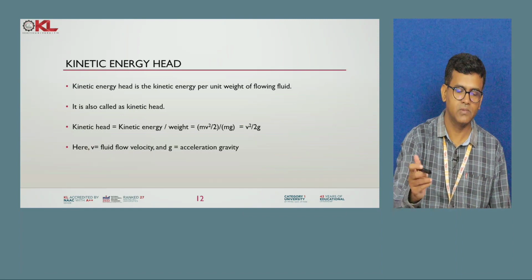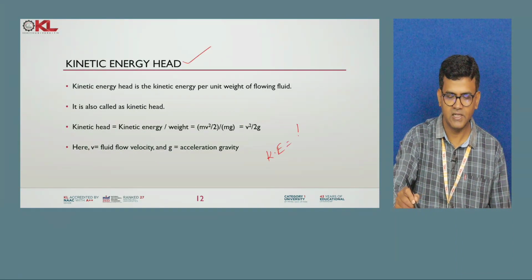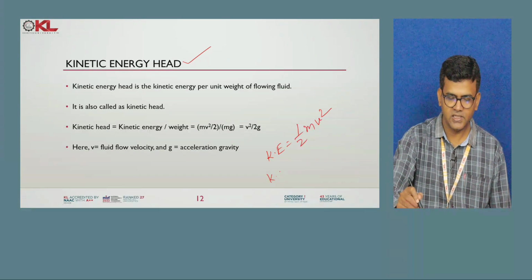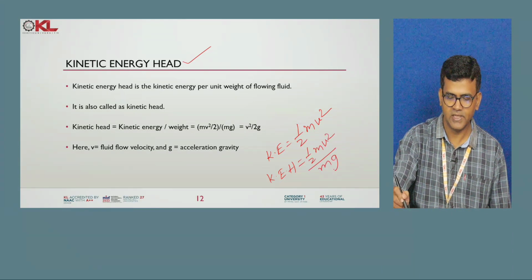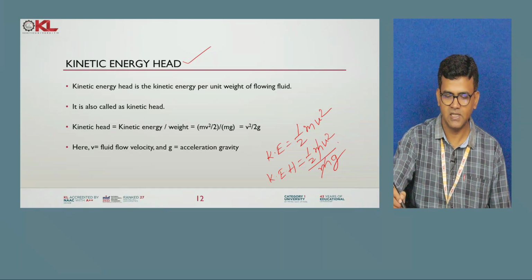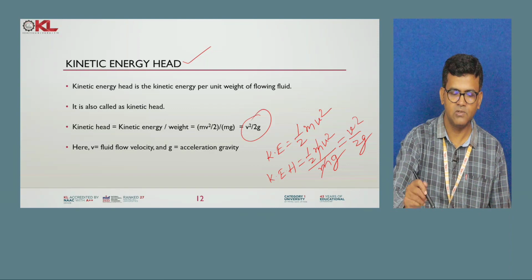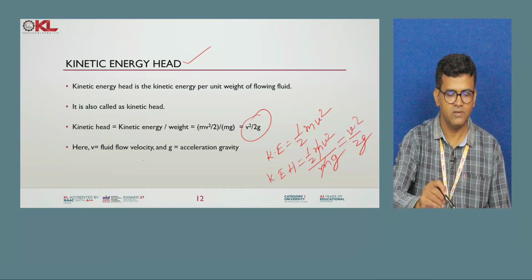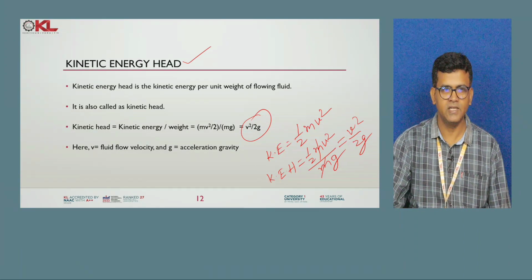Now kinetic energy head. What is the kinetic energy? You can write kinetic energy as half mv square, and kinetic energy head is equal to half mv square, the kinetic energy, divided by the weight of the fluid, mg. So m will cancel out and v square upon 2g will remain. So this v square upon 2g is called the kinetic head, where v is the flow velocity and g is the acceleration due to gravity. That is the kinetic head.